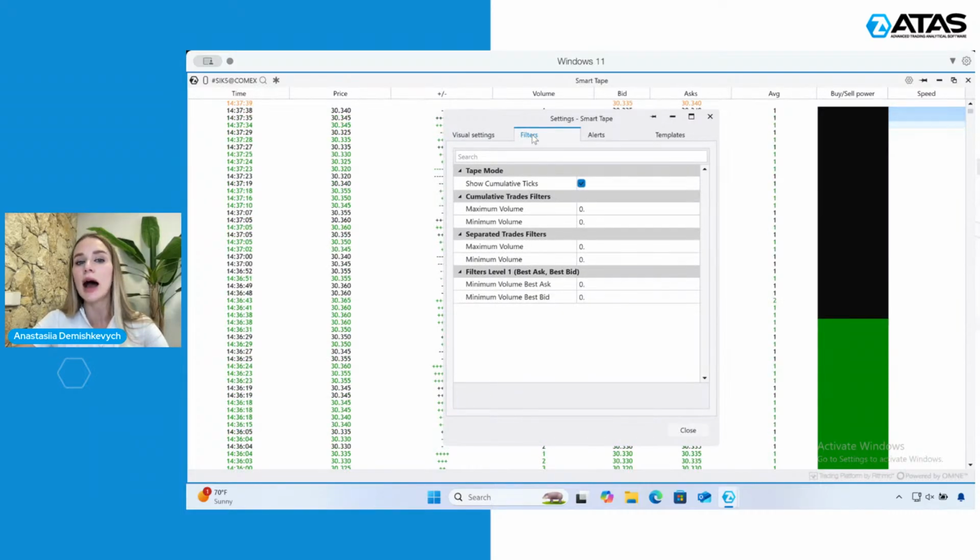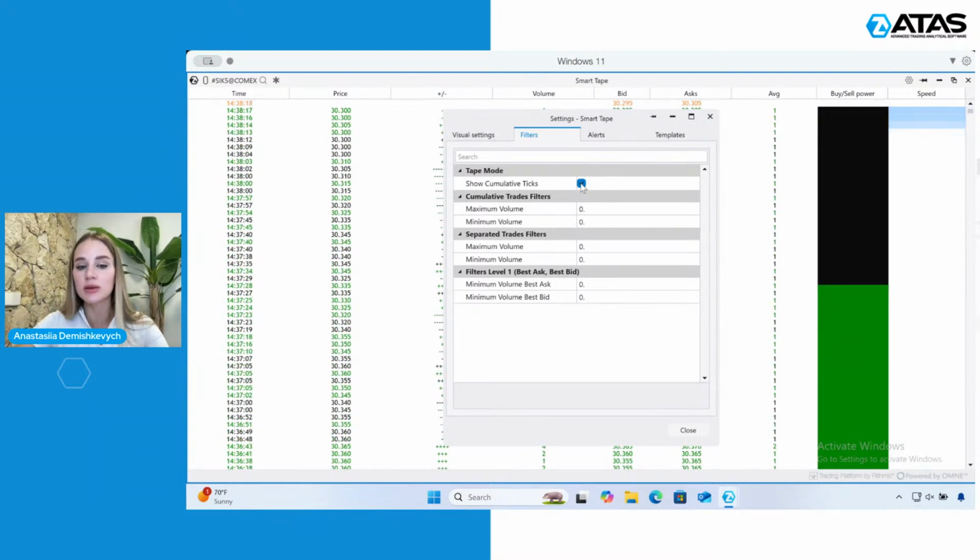You can also filter out, for example, you can unclick and click the cumulative ticks, okay? Because right now what we are looking at is the smart tape, which is an enhanced version of the classic time and sales window. So in other trading terminals, you're going to have the classic time and sales, but Anas developed what is called the smart tape. Unlike the standard tape, the smart tape can group, filter, and highlight important trades, so we as traders can focus on the truly meaningful actions of major market players.